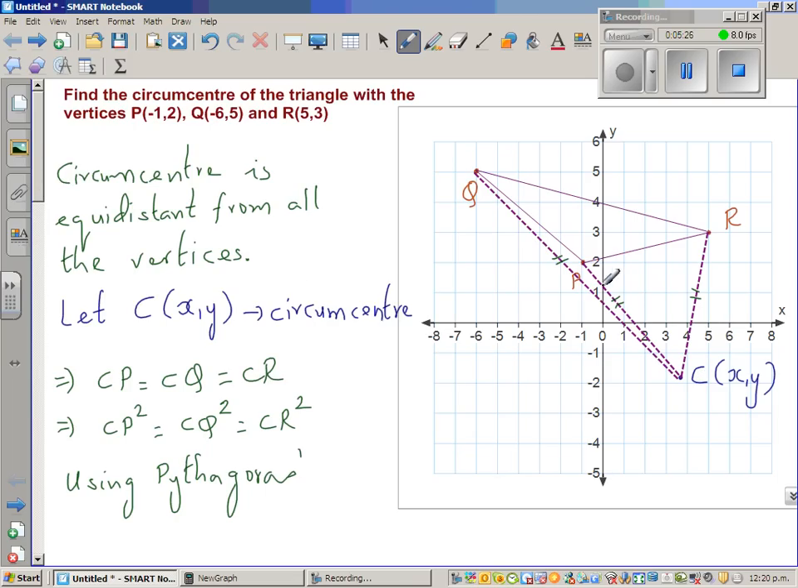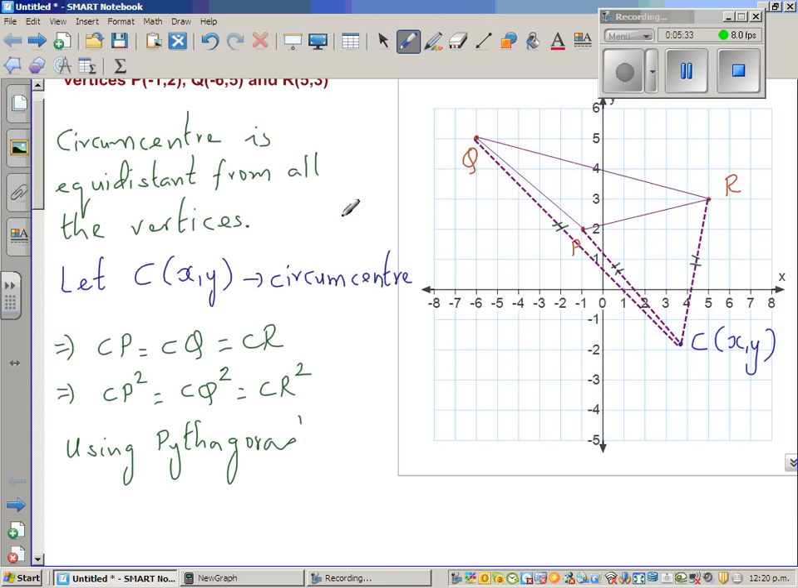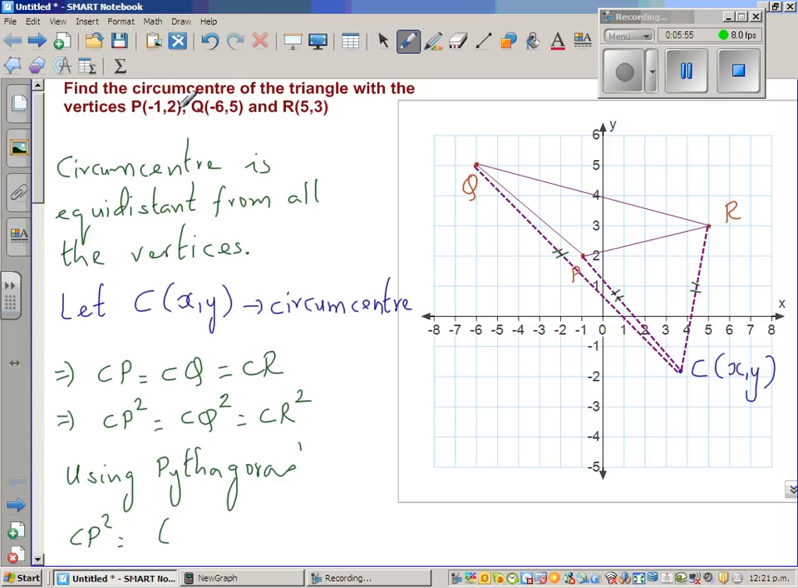CP squared, using the coordinates of P, which are (-1, 2). I hope you know Pythagoras. If you join this with a right angle triangle, you can use CP as the distance or the distance formula. Pythagoras or the distance formula are one and the same. I can say CP squared is, using the distance formula or Pythagoras, x take away negative 1, which is (x + 1) squared, plus (y - 2) squared.